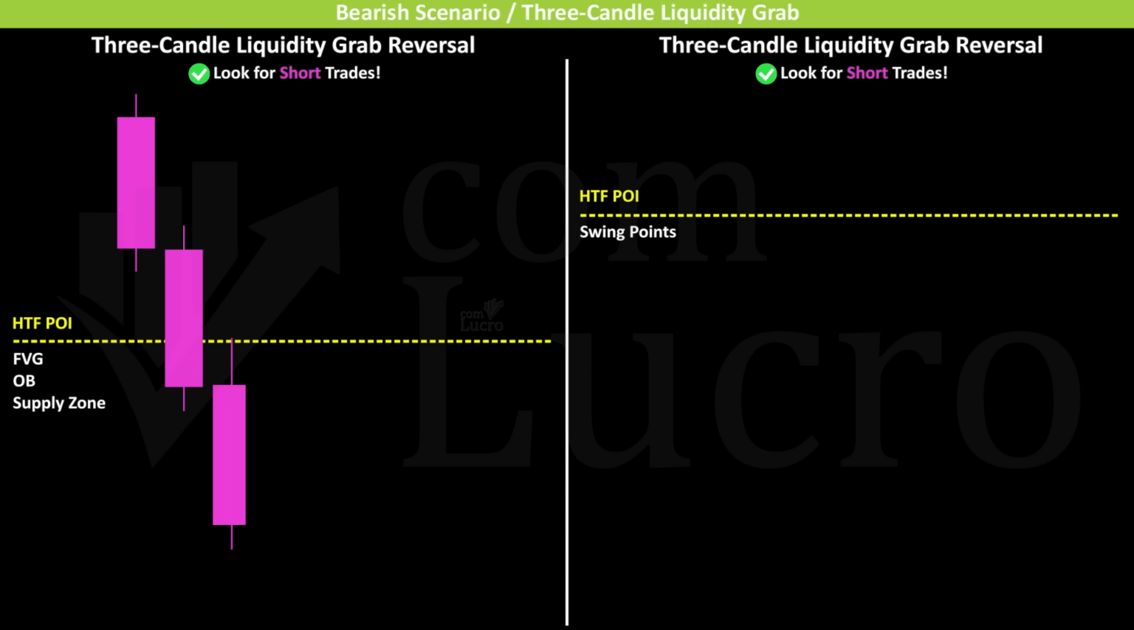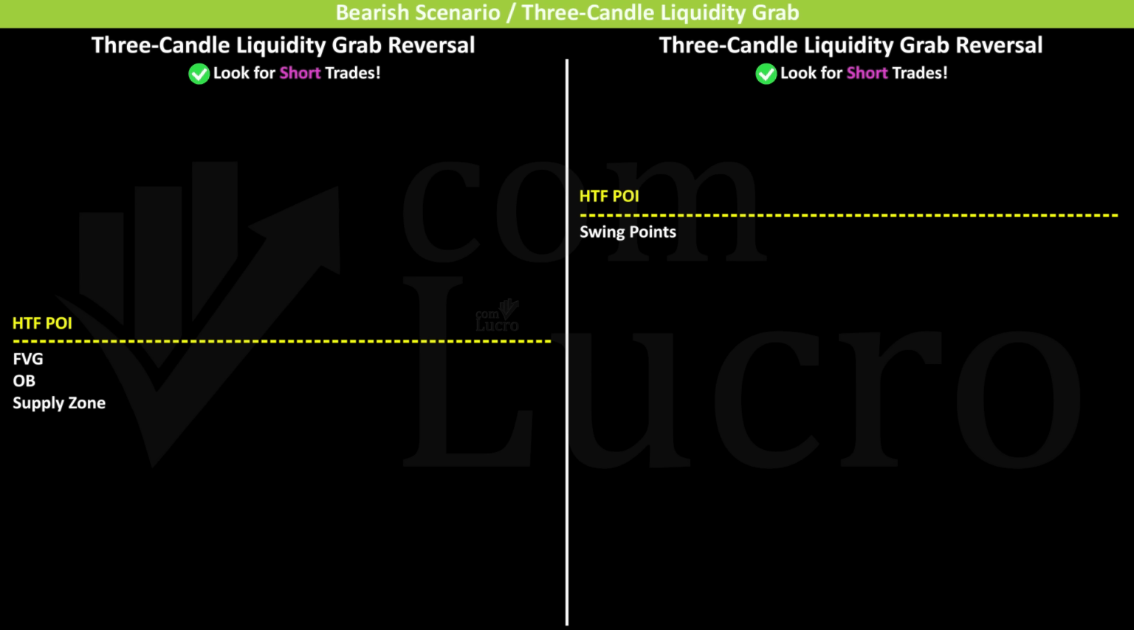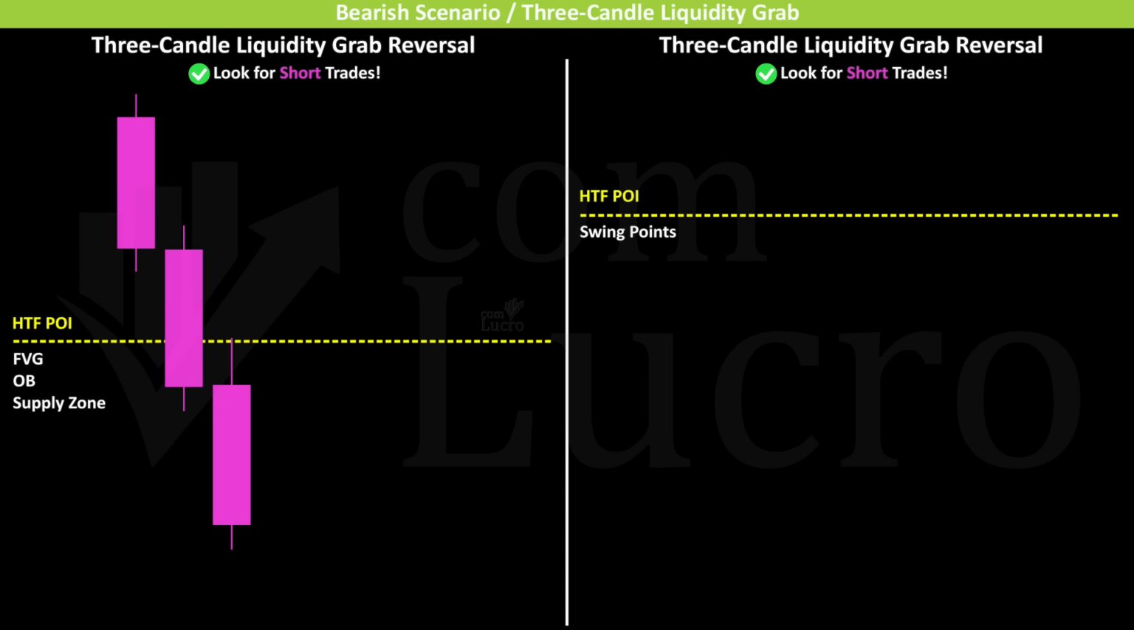Now let's look at the bearish side of the three-candle liquidity grab reversal model and how this concept can help identify potential bearish continuation after a liquidity sweep to the upside. In a bearish scenario, the higher time frame market structure is already trending downward. After creating an impulsive move to the downside, price may retrace higher into a key higher time frame point of interest, such as a bearish fair value gap, supply zone, or bearish order block.